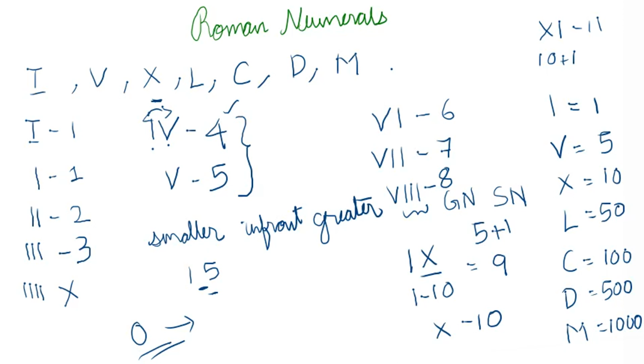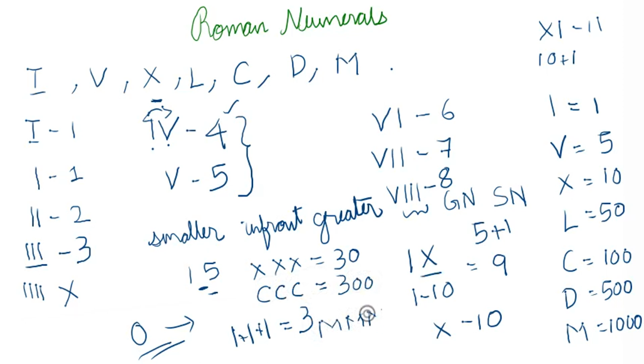Okay, so one more rule which you can see here is, when you are having the same numbers continuously, you are adding, right? So III is nothing but 3. Similarly, if it is XXX, then it is 10 plus 10 plus 10, 30. If it is CCC, then it is 100 plus 100 plus 100, 300. And if it is MMM, then it is 1000 plus 1000 plus 1000, which is 3000. Okay.